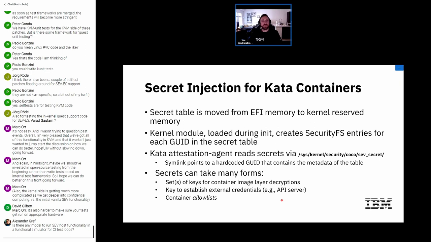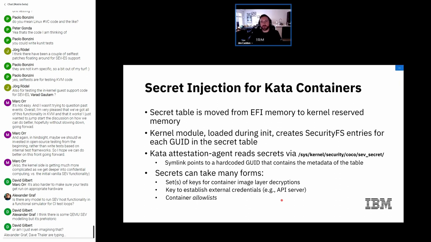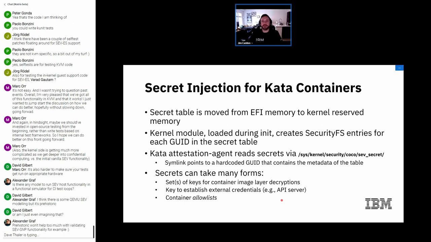I'll talk about on the next slide how this attestation agent can be expanded to different attestation models. In this case, like I said previously, the secrets can take many forms. We've imagined these secrets can be sets of keys for decrypting the layers of a container. We could also be using these as a secret for setting up a connection with a secure image repository, for example. It could be an allow list for containers to confirm that the container that is being deployed inside this guest is, in fact, one that is expected or one that is approved by the external guest owner.